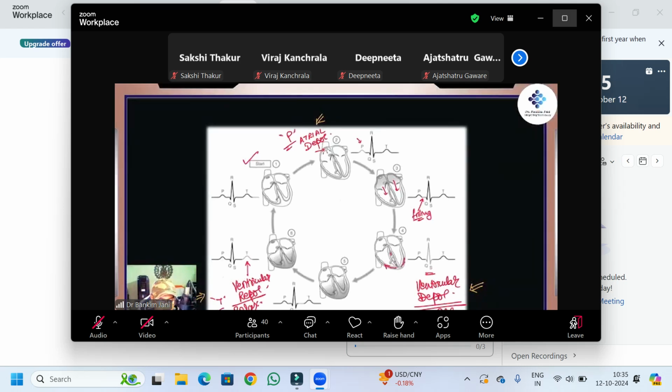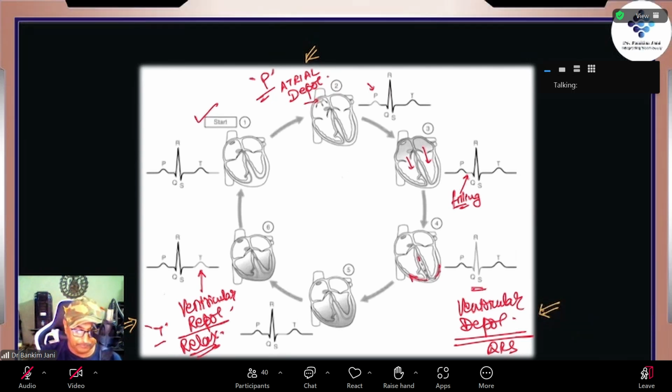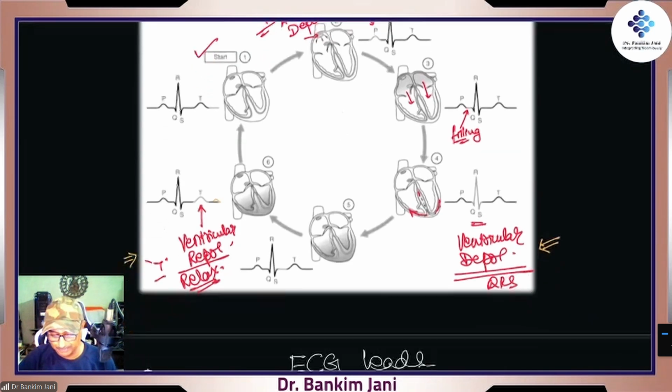Repolarization, which is the T wave. Right? Repolarization of Purkinje fibers is what sometimes leads to the U wave, when the U wave is present.